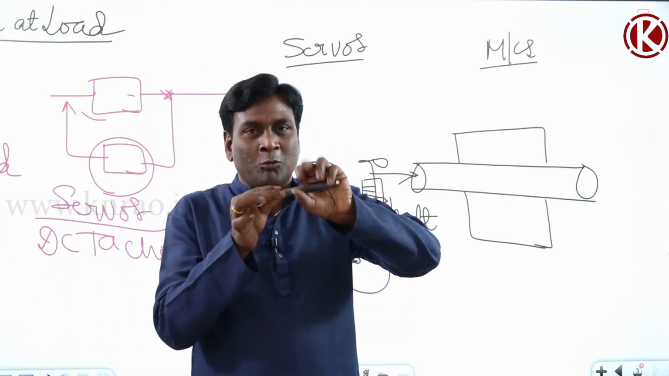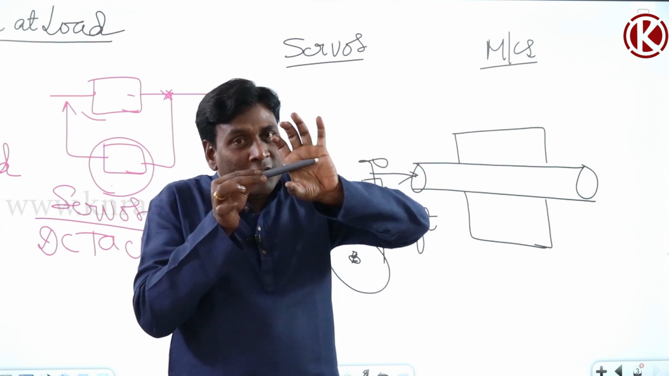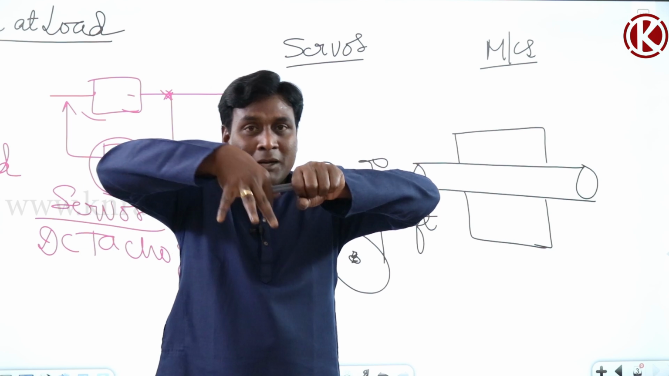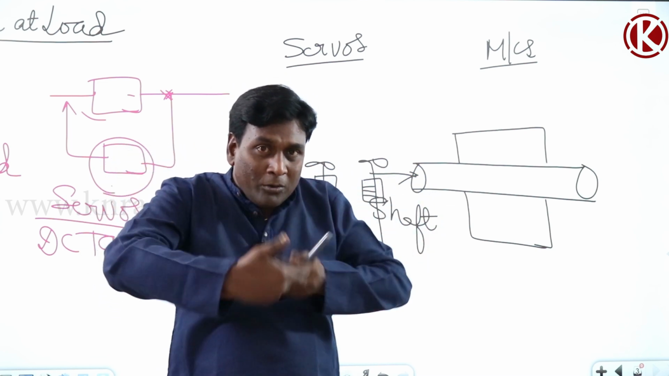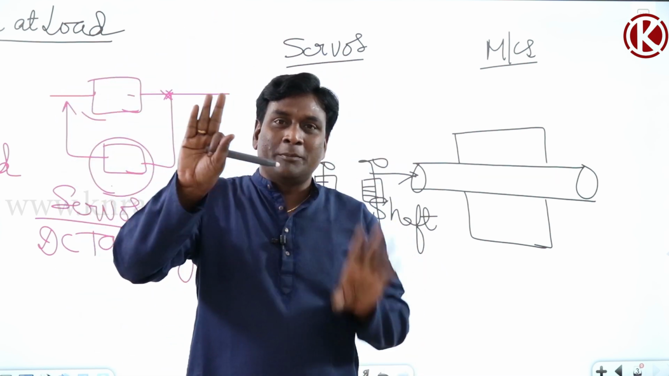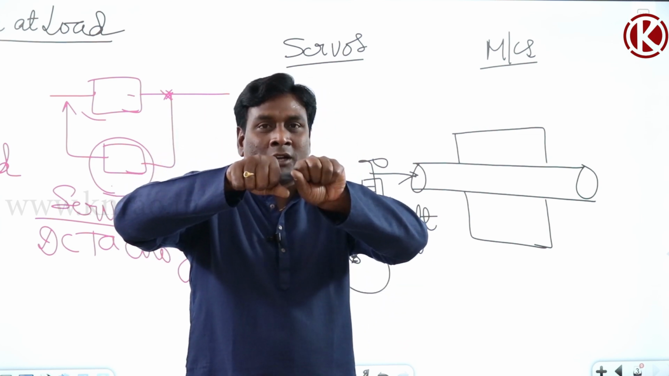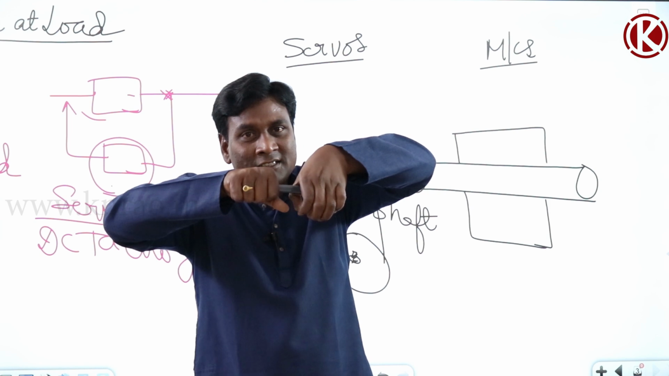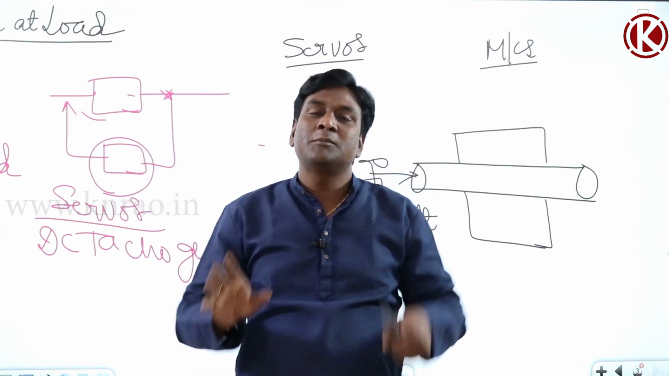So again, let me come back here. This is the shaft. This is the motor. My motor is trying to rotate the rotor in this direction. But my shaft is connected to the brake drum. That brake drum is trying to stop the rotor. This is the brake drum and this is the motor. My brake drum is nothing but the load.